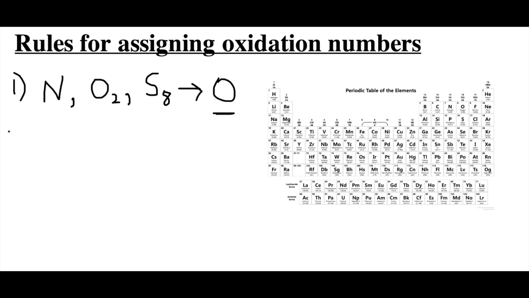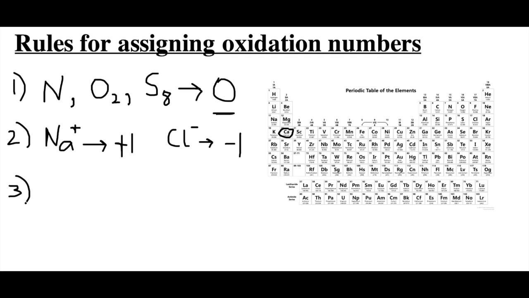Moving on to rule number 2. Rule number 2 states that for monatomic ions such as the sodium ion, which has a single positive charge, its oxidation number is equal to the charge on that ion. In this case, that will be +1. Another example is chlorine with a negative charge. The oxidation number of chlorine is equal to its charge, which is -1. Calcium, which has two positive charges, has an oxidation number of +2.